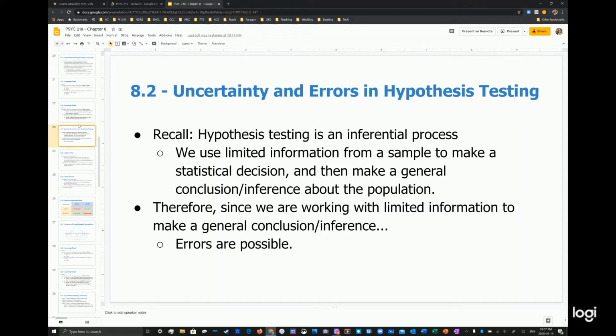So now that we've done the steps, we're going to continue with looking at the ways that we can make certain errors in our decision when we do hypothesis testing. And so we continue with slide 23 in our lectures. And we start with uncertainty and errors in hypothesis testing.